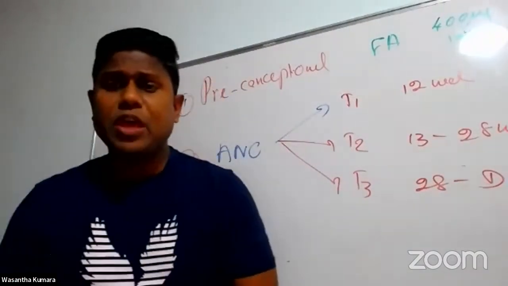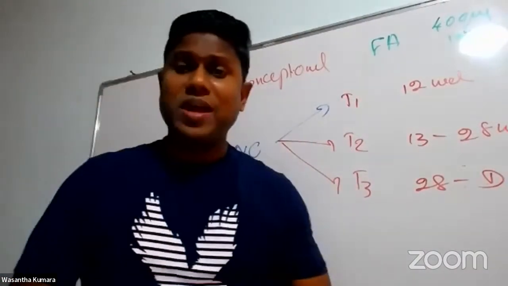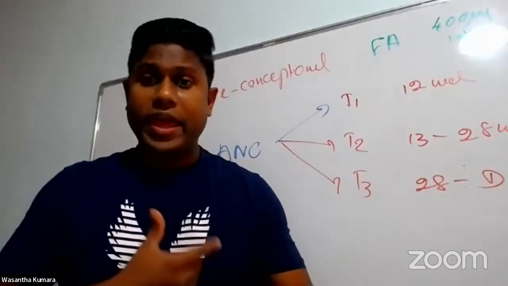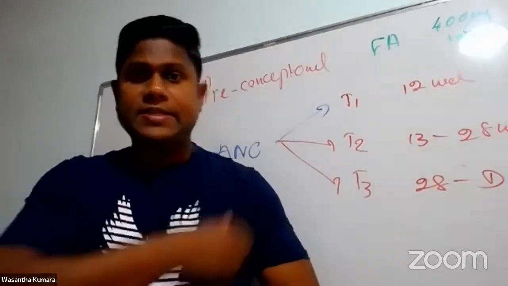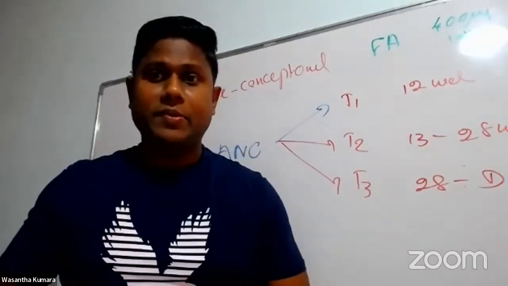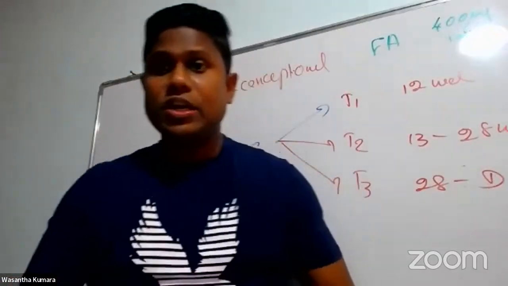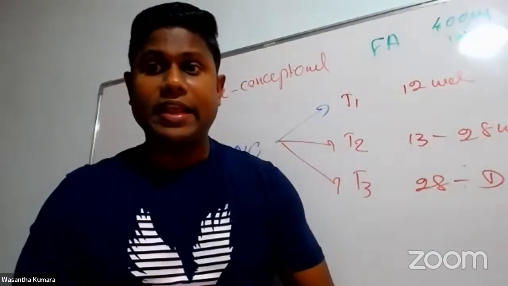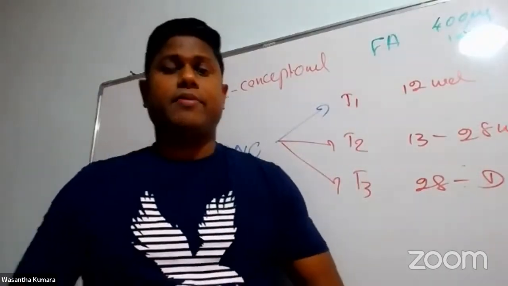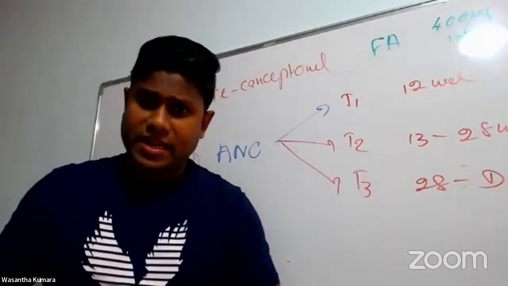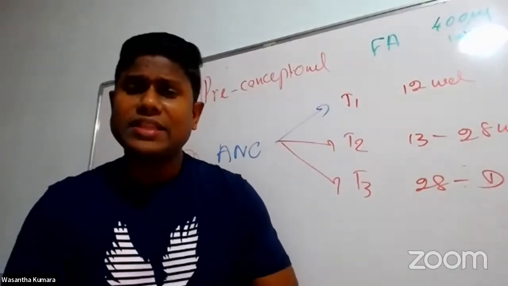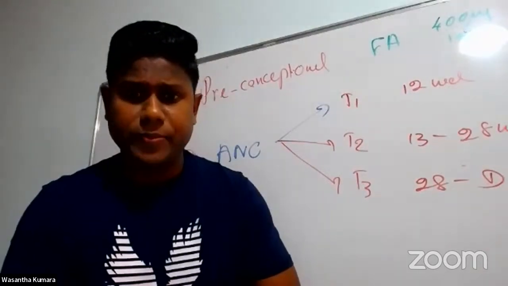Now suppose you have given folic acid, the patient was immunized against rubella, and then you tell them, okay, you are fit for a pregnancy. So you tell the patient, look, you are in the low risk category, so you can have a baby. Once they become pregnant, they are coming in the first trimester. What are the things that you have to do in the first trimester?